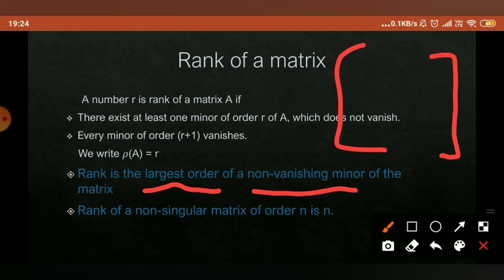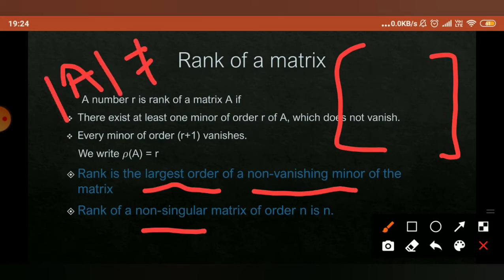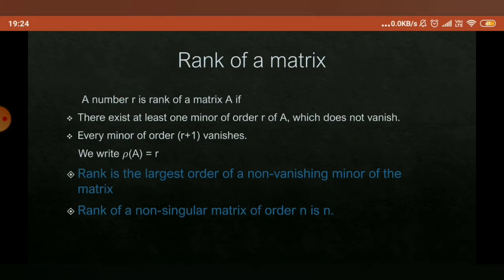If a matrix is non-singular, meaning the determinant of the matrix is non-zero, then it is called non-singular. If its determinant is not zero, that means its highest minor will be its order. So if it is of order n, then n will be the rank. Now this concept will be more clear to you when we consider some examples.